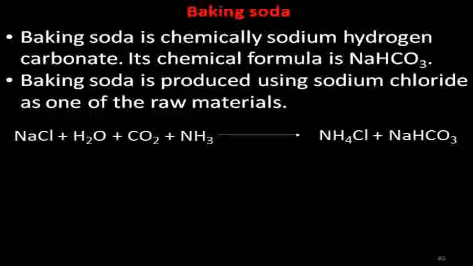Baking soda. Baking soda is chemically sodium hydrogen carbonate. Its chemical formula is NaHCO3. Baking soda is produced using sodium chloride as one of the raw materials. That is, to sodium chloride, when you add water and pass carbon dioxide and ammonia gas, we get ammonium chloride and sodium bicarbonate. So this is how the salt baking soda is prepared.